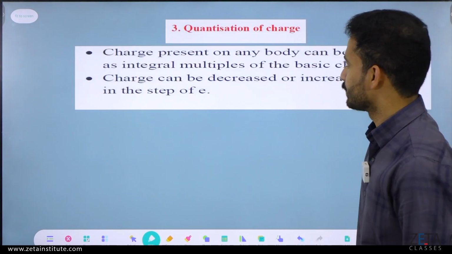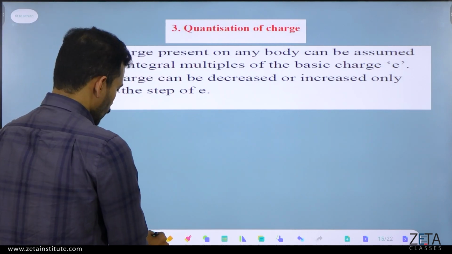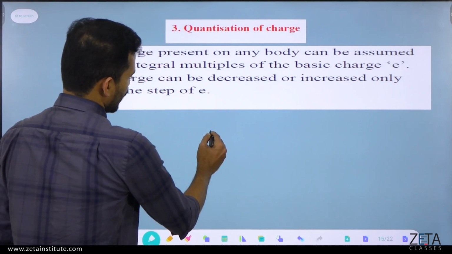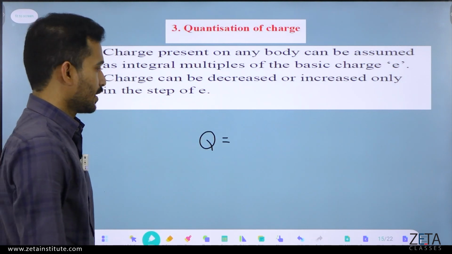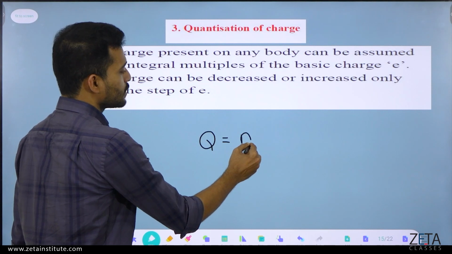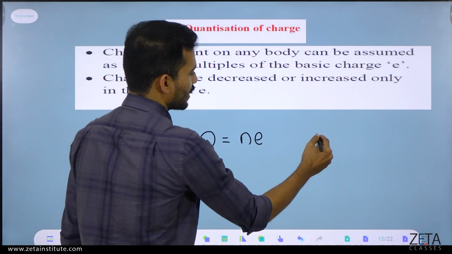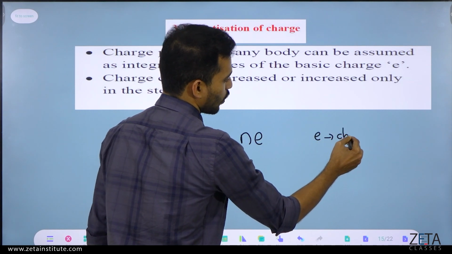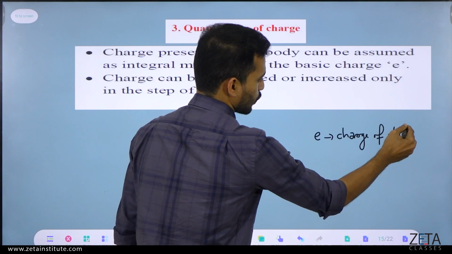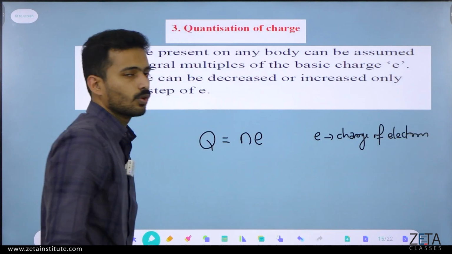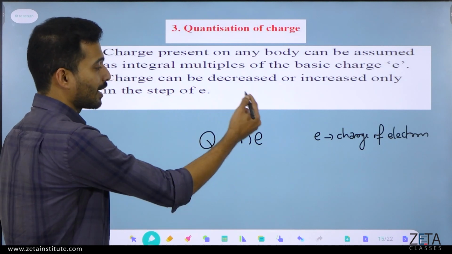So what is next? That is quantization of charge. What do you mean by quantization of charge? The quantization of charge explains that the charge of a body always exists as integral multiples of e. So what is e? e is the charge of an electron, or the charge of a proton. So the charge of a body always exists as integral multiples of e.